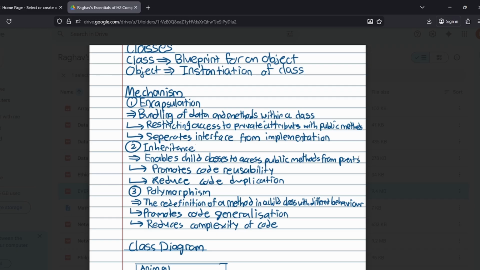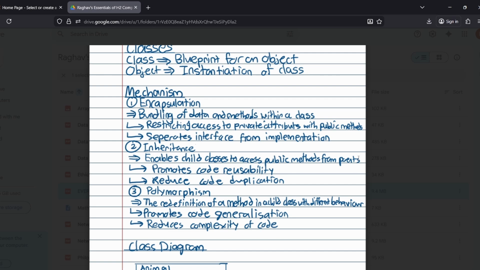Then inheritance. Inheritance just enables child classes to access public methods from parents. So let's say we have a sports person, right? And that sports person has a bunch of different methods or attributes. Inheritance allows a football player to inherit everything a sports person has, plus their own football-specific things. So it promotes code reusability and reduces code duplication. Keep in mind, you have to say all of these things. For all of the pointers I write down, they're all exactly the keywords you have to say.